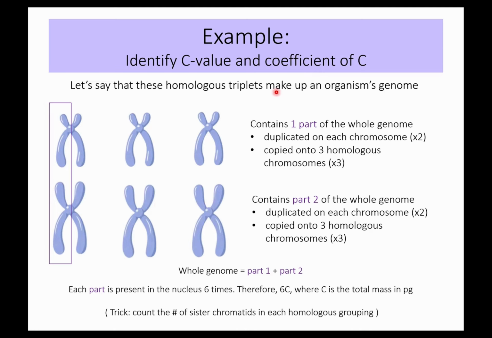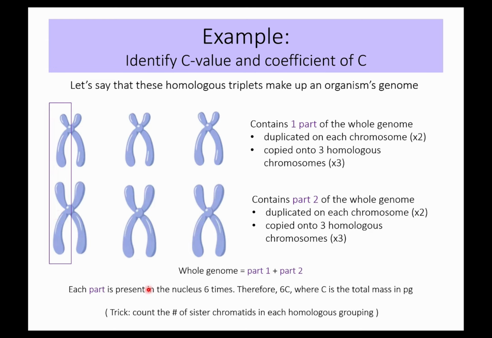Let's say that these are homologous triplets again that make up an organism's genome. So here you have triplet, triplet. This right here on top is part 1 of the whole genome, duplicated on each chromosome, copied 3 times into homologous chromosomes. This is part 2 right there, also duplicated on each chromosome, copied into 3 homologous chromosomes. Part 1 and part 2 put together is your whole genome.